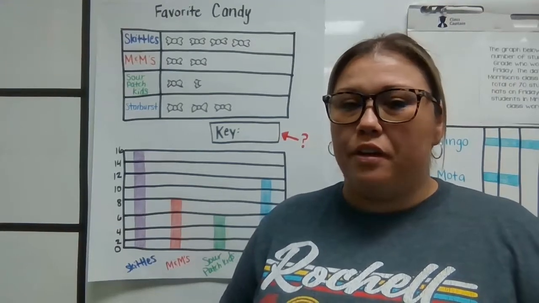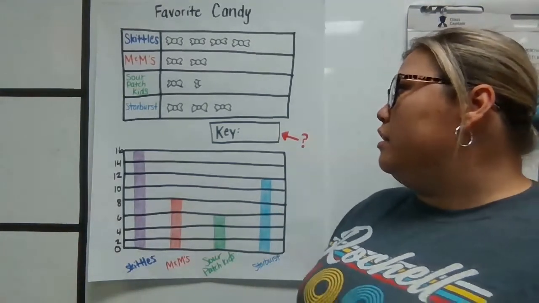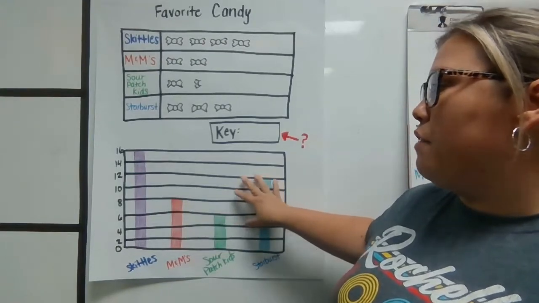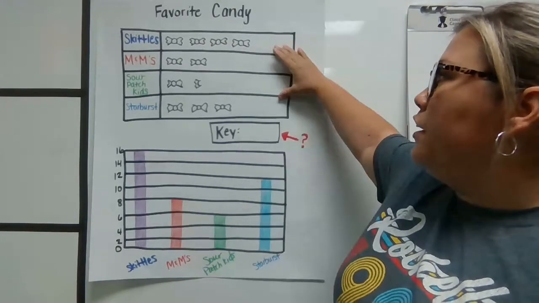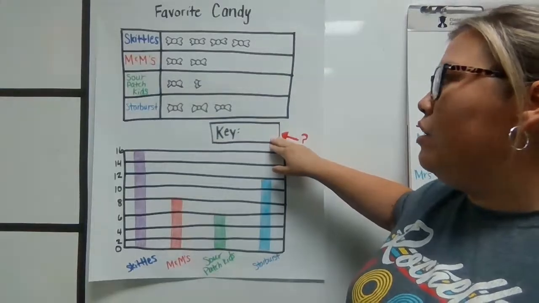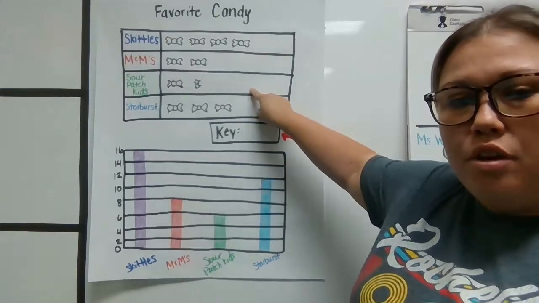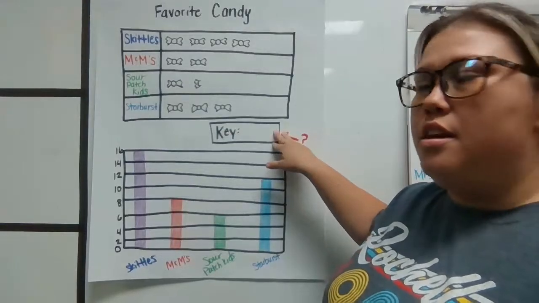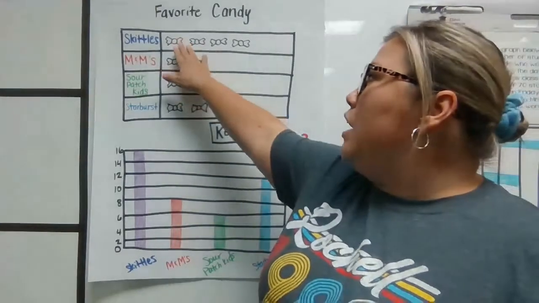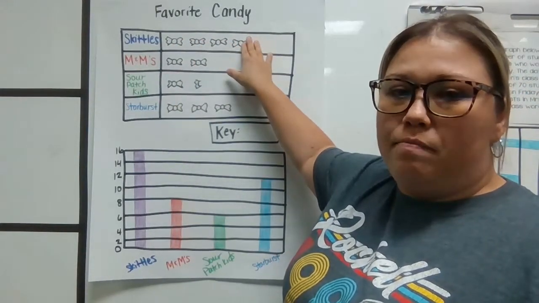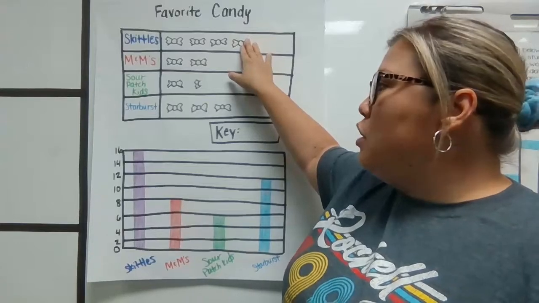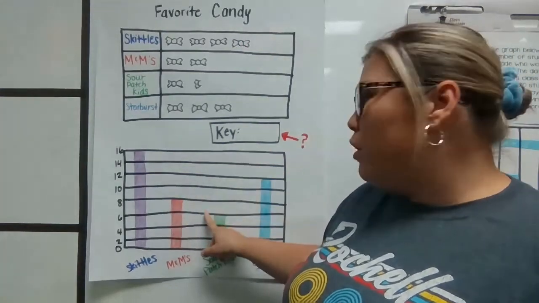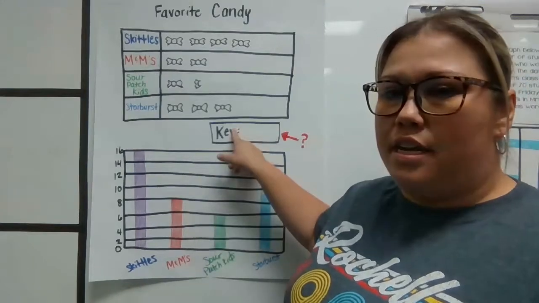Hey, today we're going to be learning about how you can look at a bar graph and use the data from the bar graph to figure out what your key would be in a pictograph. Normally, when we see pictographs, we see a key that goes with it, and that key tells us how much these pictures are worth. So in this case, we don't have a key. So we're going to use this bar graph to help us determine what our key is.